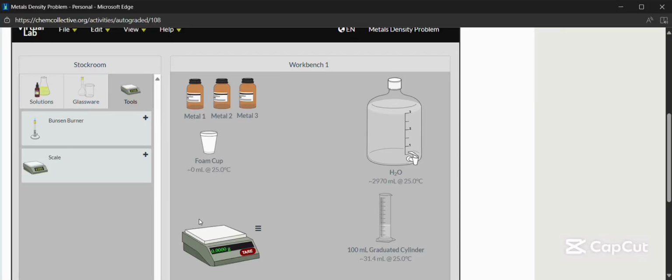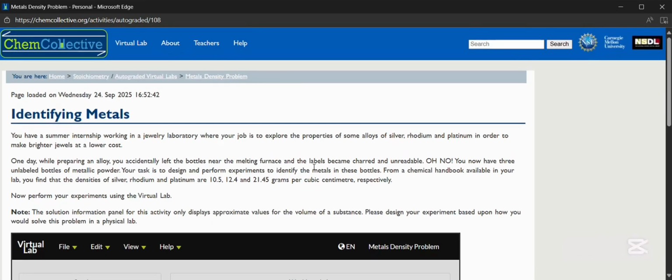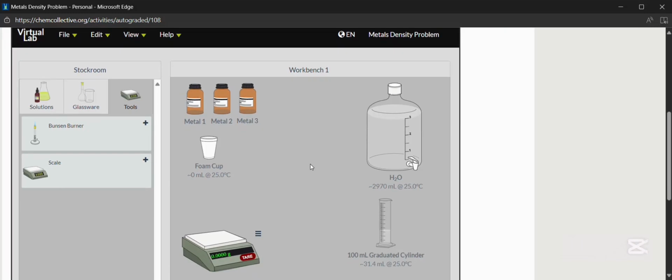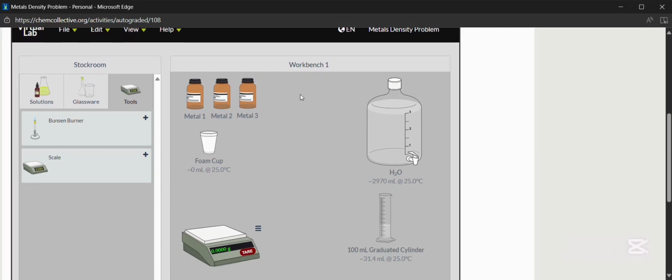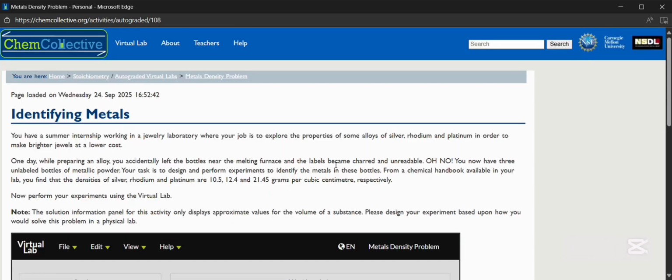In today's lab, we'll be touching on the topic of identifying unknown metals. In our experiment, we have three unknown metals, our foam cup, our scale, our graduated cylinder, and our distilled water. We are given that the densities of silver, radium, and platinum are 10.5, 21.45, and 12.4 grams per cubic centimeter.